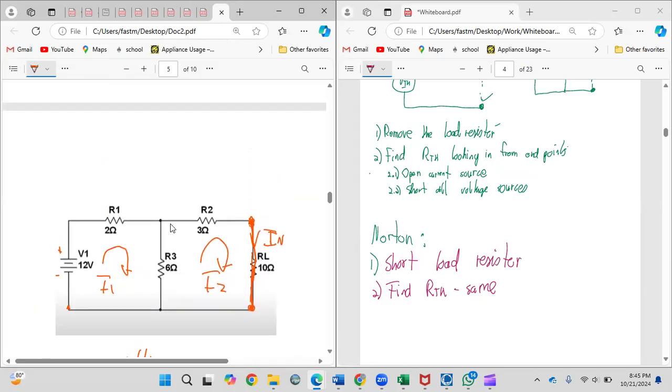So we start here for I1, so it could be 12, and I assume a negative voltage drop across the resistors. So it'll be 2I1, and it'll be going through 6 here. It will be minus 6I1 plus 6I2, and you're back to where it starts, you make it equal to 0. And then for the other one, you go here, so it'll be minus 3I2, go through here, then it'll be minus 6I2 plus 6I1, and you're back to where it starts, equal to 0.